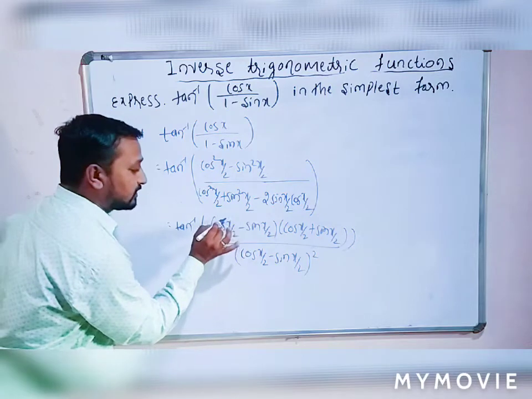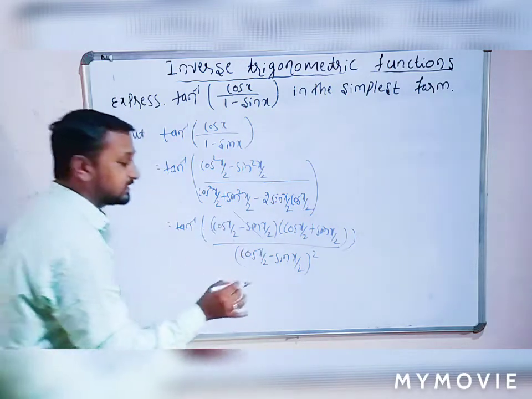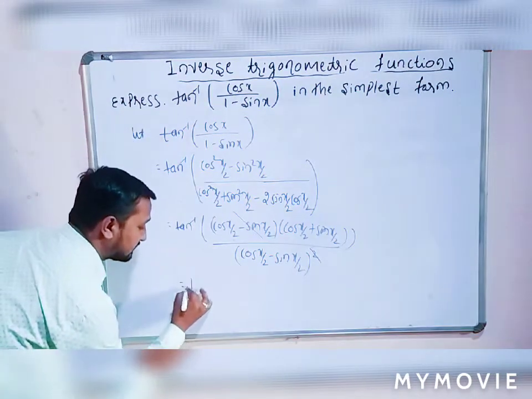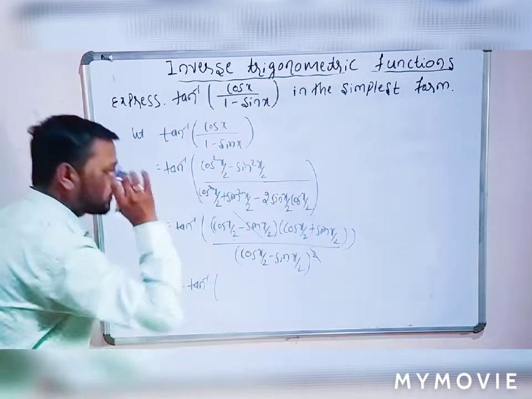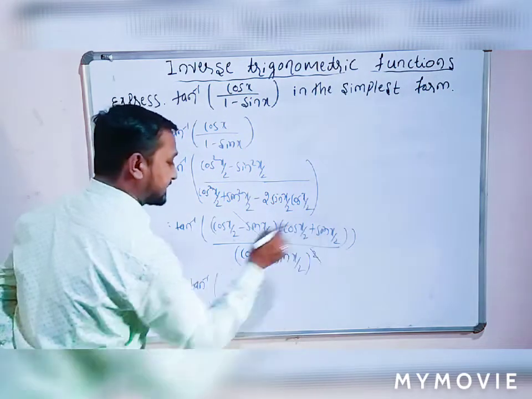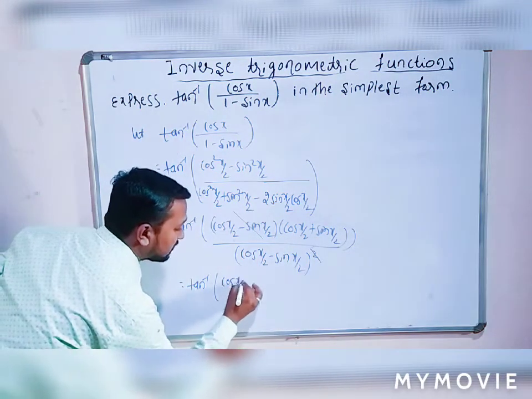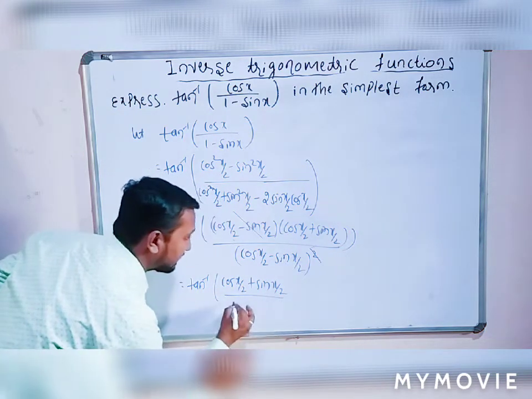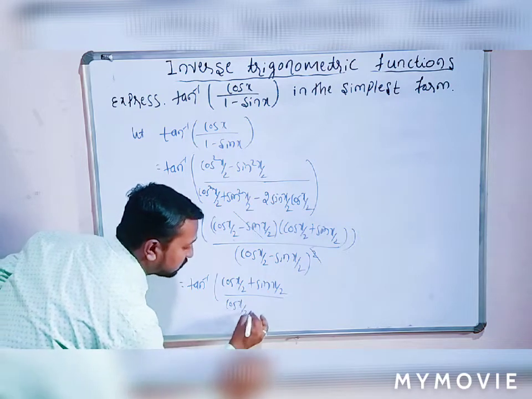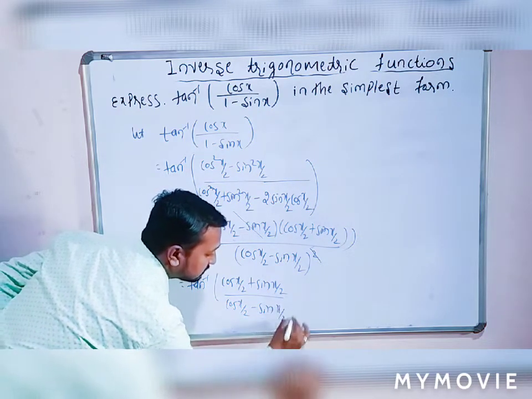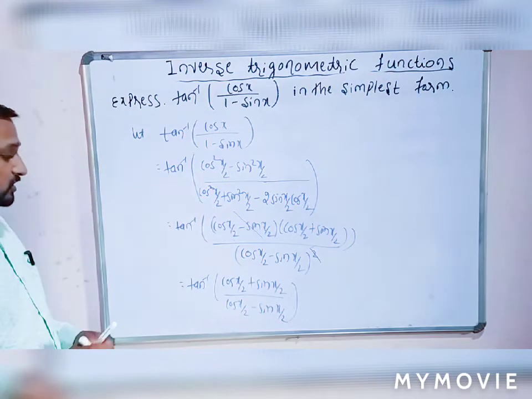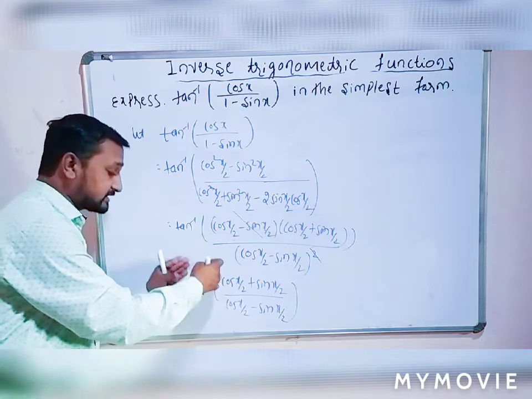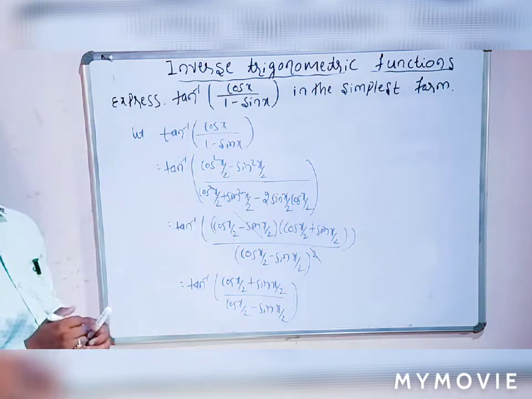Okay, in this step cos x by 2 minus sin x by 2 get cancelled, and again sin x by 2 minus cos x by 2 get cancelled. So the remaining step is tan inverse of cos x by 2 plus sin x by 2, divided by cos x by 2 minus sin x by 2. So in the bracket what we have to get? Tan. Because tan inverse and tan get cancelled, your answer will be coming.